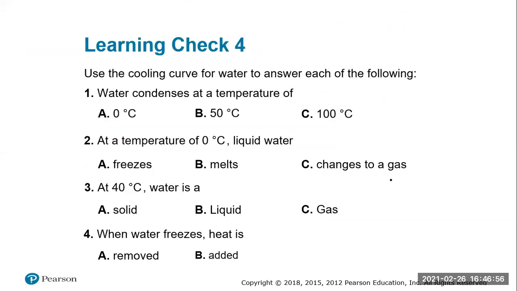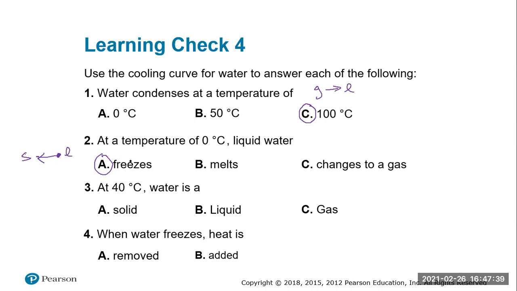And lastly here, using the cooling curve, answer the following for water. Water goes through condensation. That occurs at 100 degrees Celsius. Again, condensation, going from gas back to liquid, occurs exactly at 100 degrees Celsius. At a temperature of 0 degrees Celsius, liquid water will freeze. That's the freezing point of it. And it wouldn't melt because we're talking about liquid water at 0 degrees Celsius. Because it's already liquid, it's not going to melt. So its only option is to go towards the solid side.